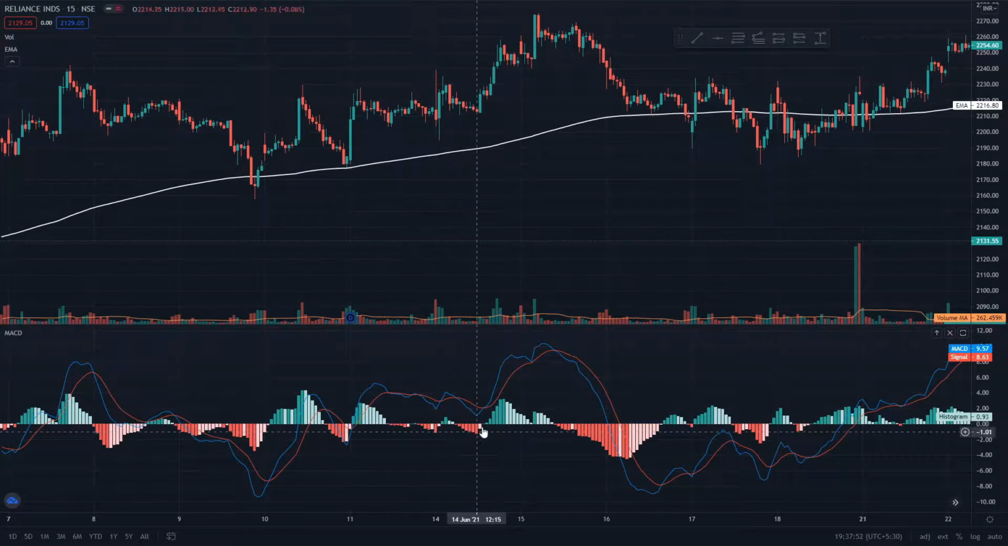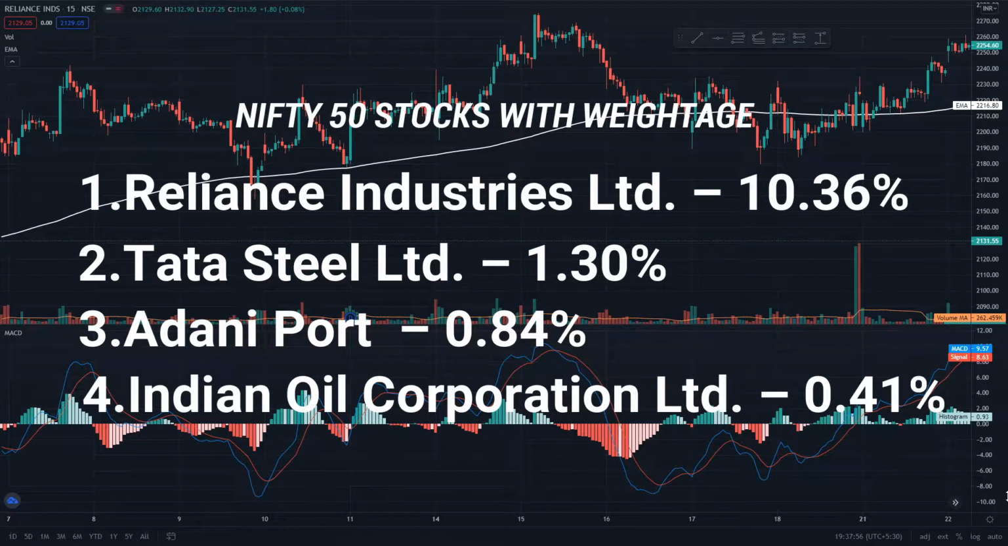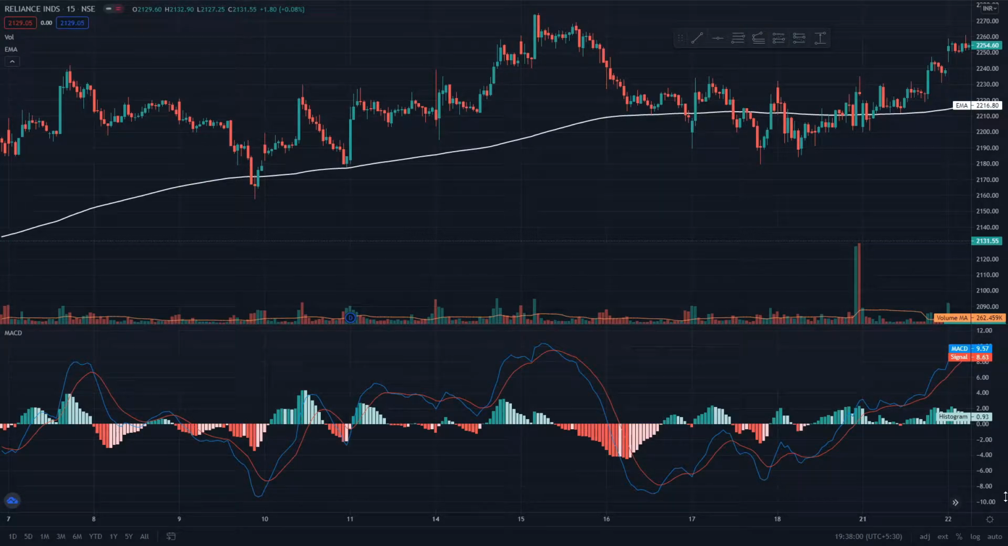As always, we are going to take 100 trades on 4 Nifty stocks displayed on the screen, which will give us a better idea how a MACD crossover strategy would work in the Indian market. So that's pretty much what you need to know about MACD.